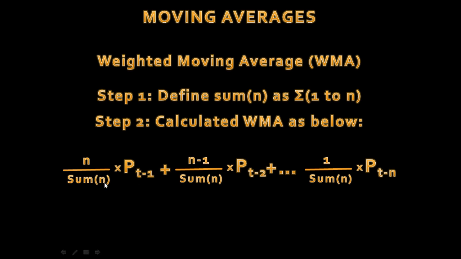Now what this does is that it attaches greater weight to the most recent price data, and the weight proportionately reduces as you go back in time. So in case of a 5-day moving average, the price for the last period will be assigned the greatest weight, and the price for the t-5 day will be assigned the lowest weight. So this is how a weighted moving average is calculated.